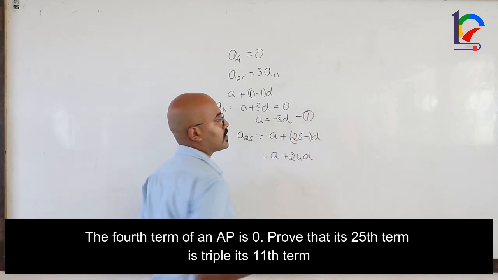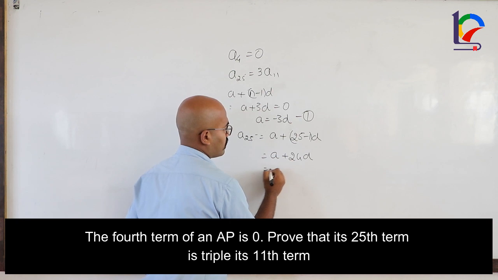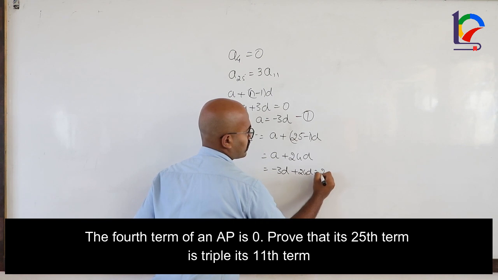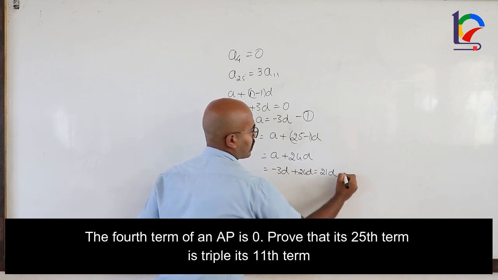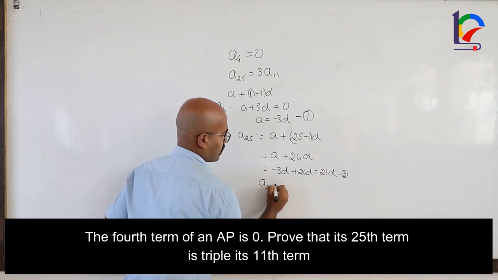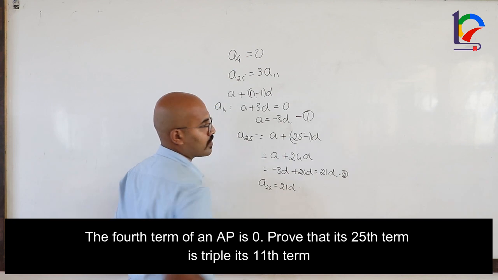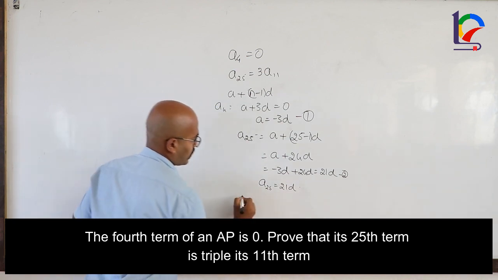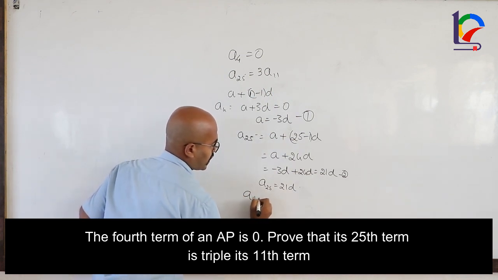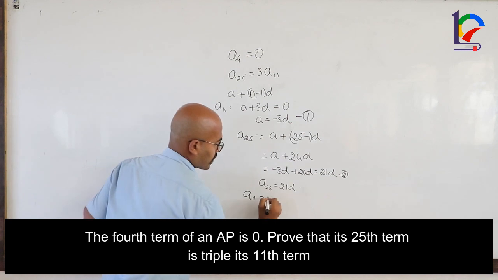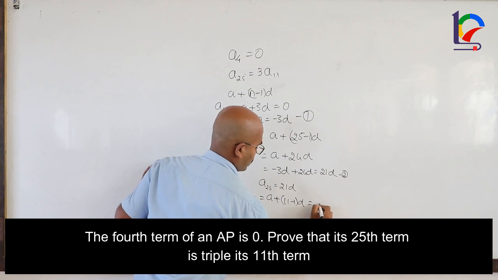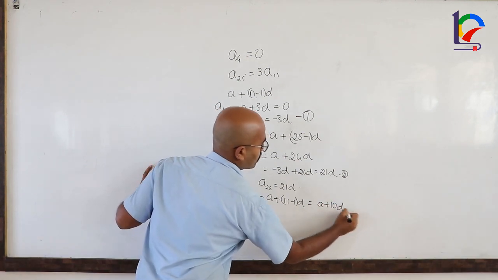Here we know that A is equal to minus 3D. Let's take it as equation 1. So it will be minus 3D plus 24D, which is 21D. So A25 is 21D. So next we need to find the 11th term. A11 is equal to A plus 11 minus 1 into D, that is A plus 10D.